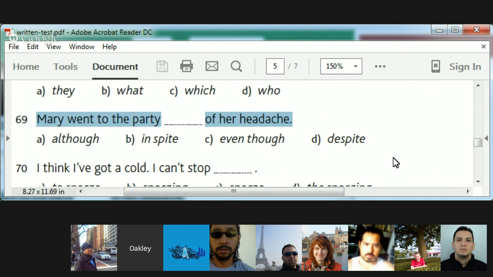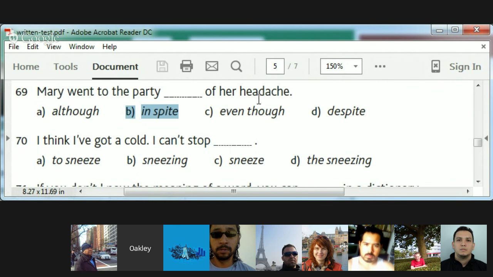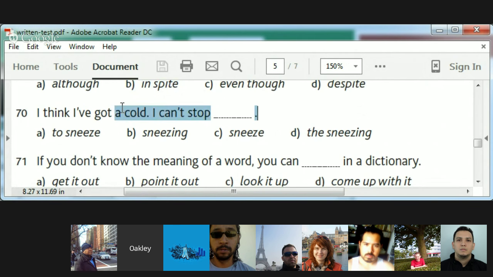Mark, number 69. Mary went to the party despite of her headache. Very good. Simply, all these words are used very similarly, but we have to change the sentence construction. In spite of, although she had a headache, even though she had a headache, despite that she had a headache. We could use all these words to make this meaning correct, but we just got to change the construction. Okay, good job. You are correct.